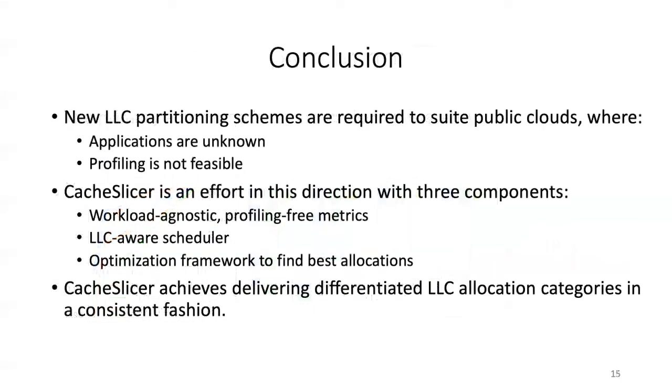So in conclusion, we believe that more research is required on how last level cache partitioning should be done in public clouds, where applications are unknown and where profiling is not quite feasible. With this vision, we designed CacheSlicer, which defines workload-agnostic, profiling-free metrics, comes with an LLC-aware VM scheduler, and an optimization framework to find the best allocations to VM categories. We have evaluated CacheSlicer in different scenarios and observed that it can deliver differentiated last level cache allocations in a consistent fashion. With that, I'll be happy to answer any questions, and thank you for your time.